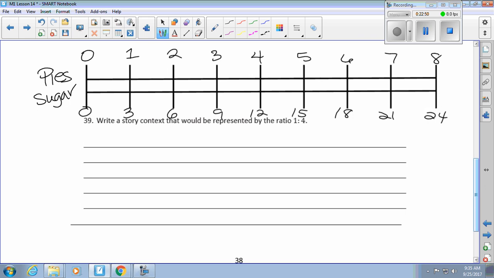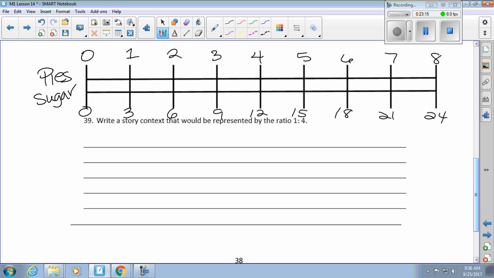Okay, so we need to come up with a story that would be represented by the ratio of 1 to 4. First period said that for every 1 dog Mrs. Lehman has, she has 4 cats, which isn't true, by the way, but it does paint a nice picture of me as a cat lady. So, second period said that for every 1 pizza purchased, you received 4 free breadsticks.